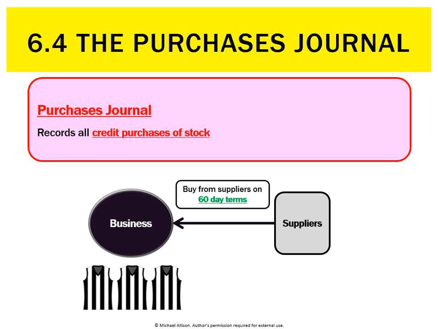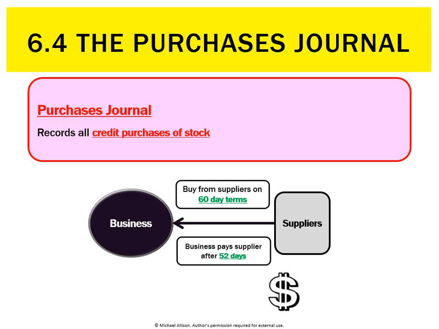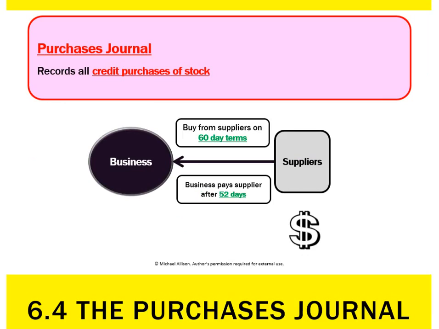in our store on 60-day terms. Well, that transaction would be recorded in the credit purchases journal, or we just usually refer to it as the purchases journal. Eventually the business will pay them, so let's say the business pays after 52 days, well that transaction would actually go in your cash payments journal.